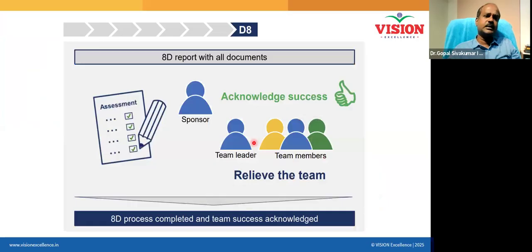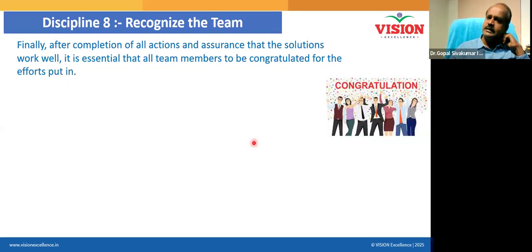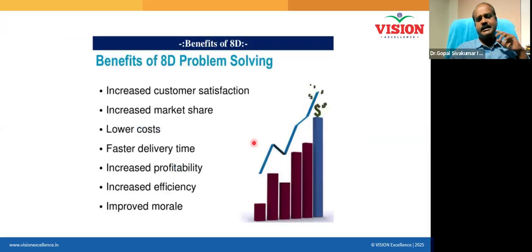And finally, the 8th step is celebration. Now the sponsor has to certainly come and participate in the celebration, congratulate the entire team for the effort and the result they have achieved. And a suitable reward system can also be created so that a continual improvement culture can spread across your organization, right? So this is what the 8D is. The benefits are visualized.